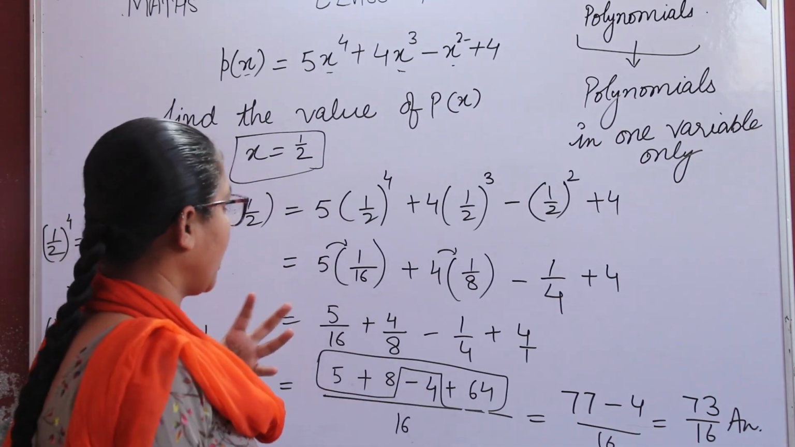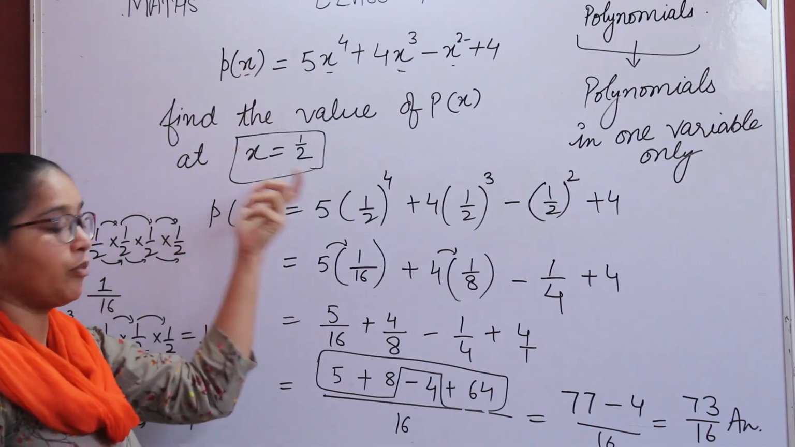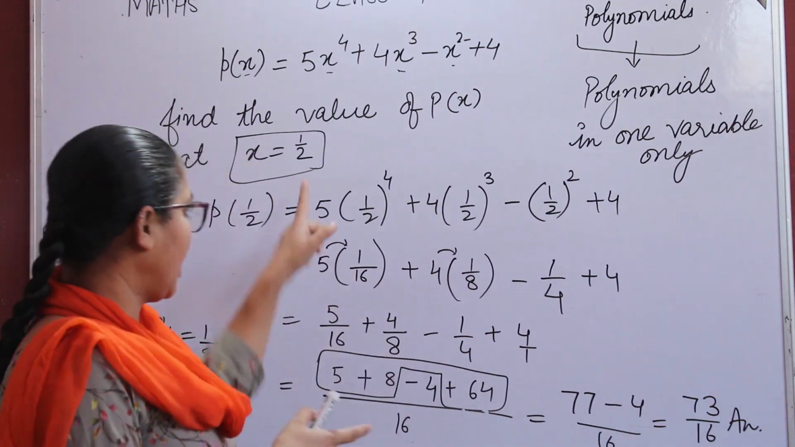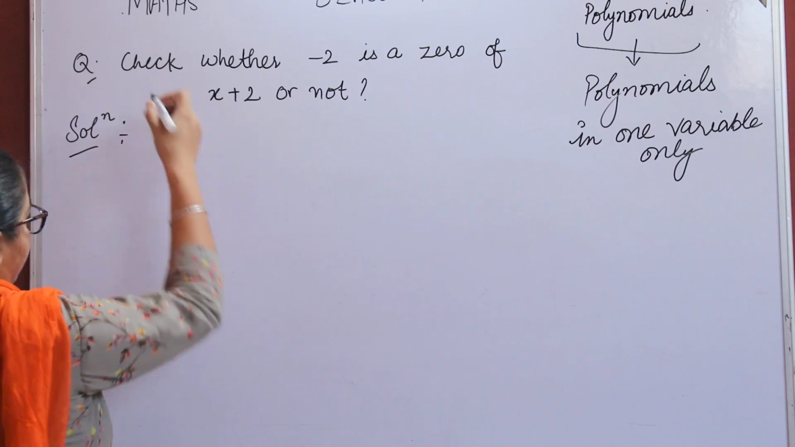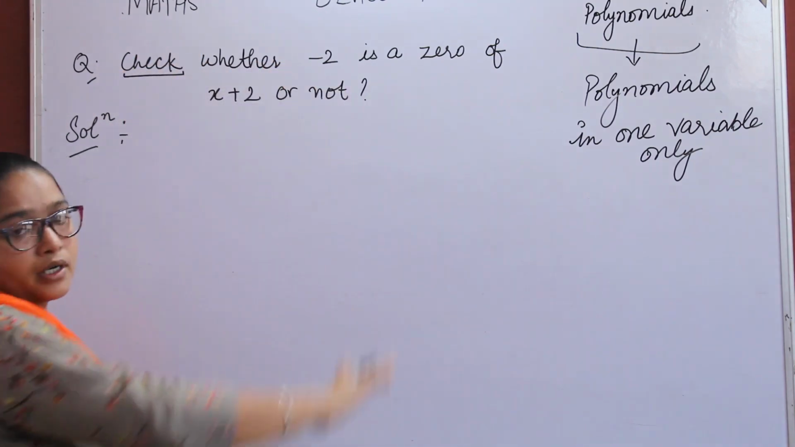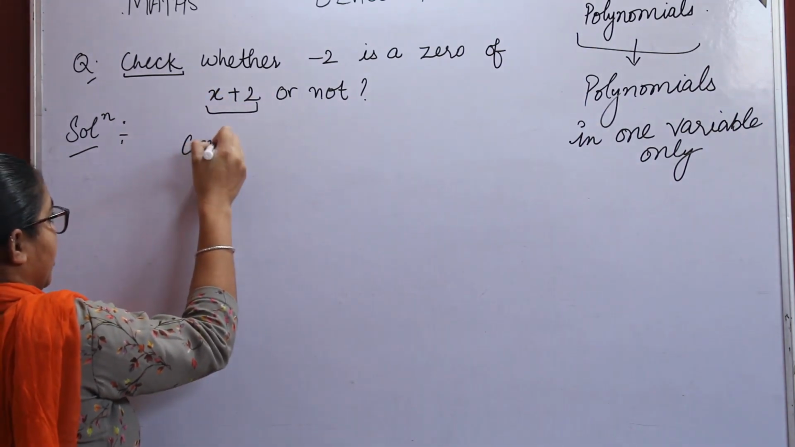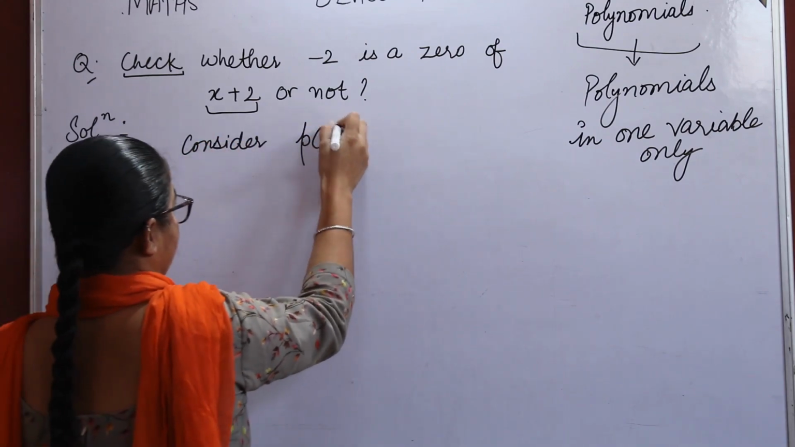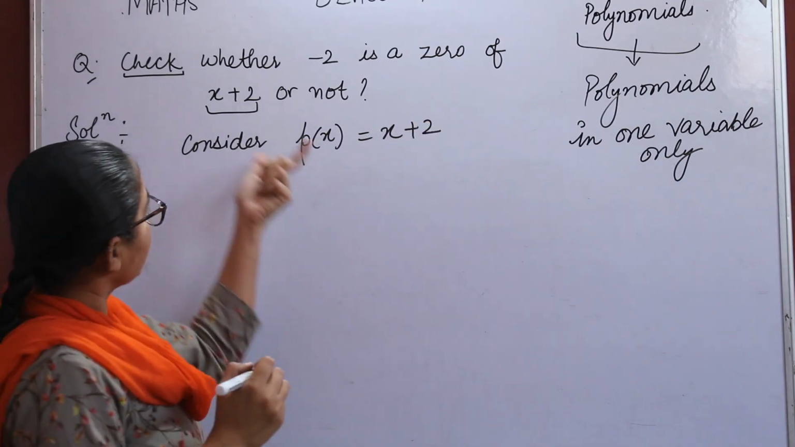So now we have done finding the value of any polynomial at given points. I have told you of a positive number, a negative number and a fraction. We are having two questions over here. First is check whether this is a 0 of this or not. Okay, so this is a polynomial. First of all, consider or let p of x plus 2. Okay, so now this is your polynomial.